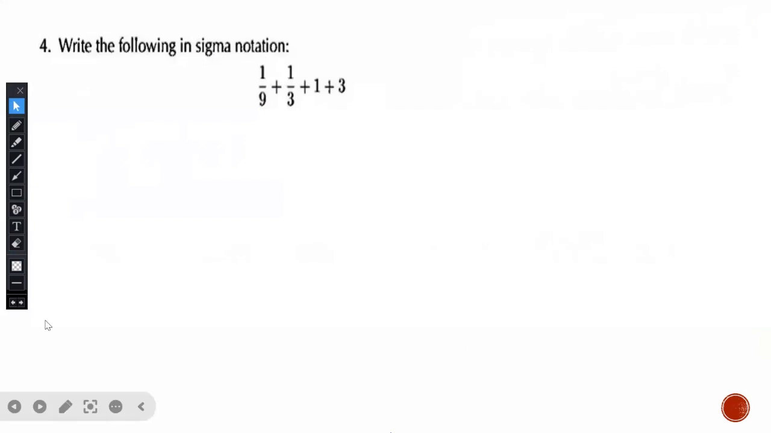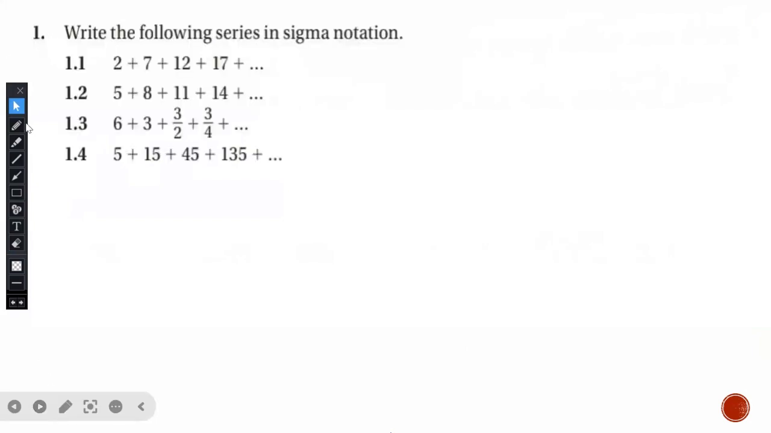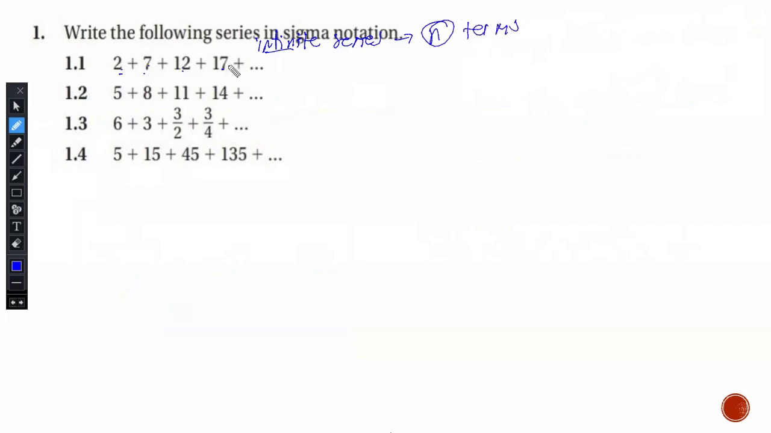Now, let's look at this: write the following series in sigma notation. If you are given 2, 7, 12, 17, then plus whatever values, that means this is an infinite series. An infinite series means you do not know where it ends, right? Now, an infinite series would have to be calculated all the way to the n terms, right? So this is 2, 7, 12, 17, all the way to n terms.